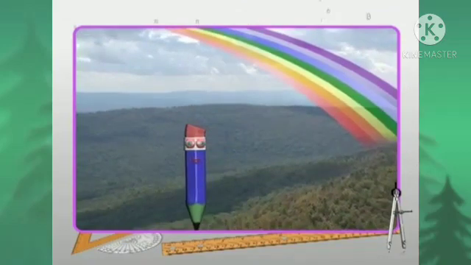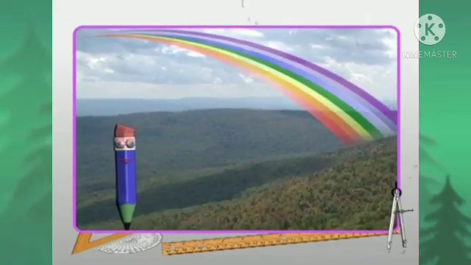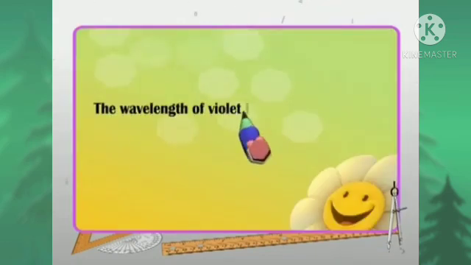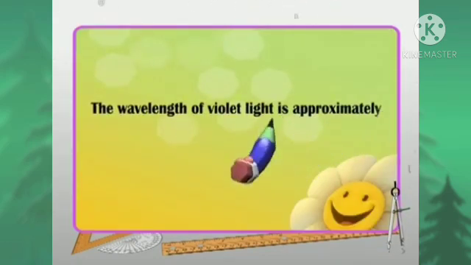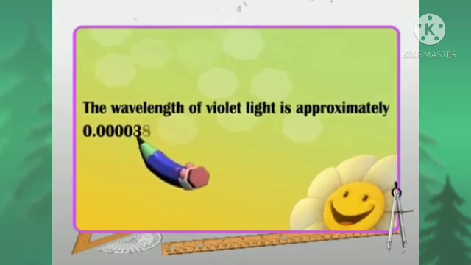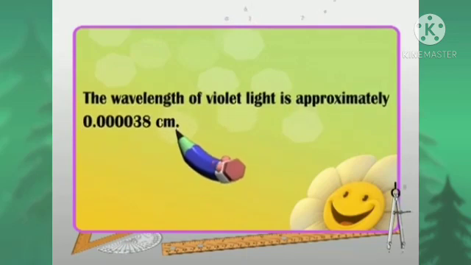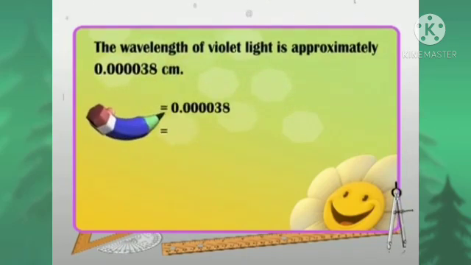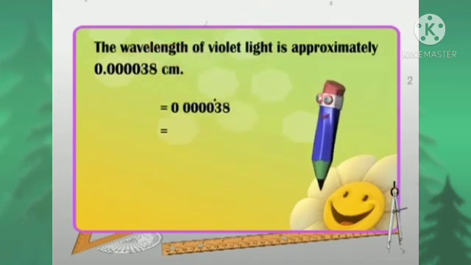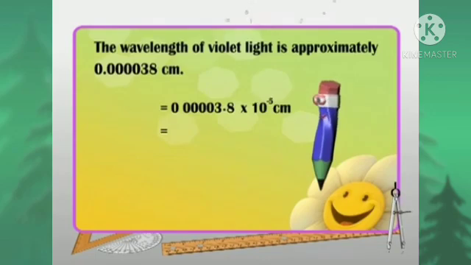Let's consider another example involving an extremely small number. The wavelength of violet light is approximately equal to 0.0000038 centimeters. To express it in standard form, move the decimal 5 places to the right. So we obtain the value 3.8 into 10 raised to the power minus 5 centimeters.